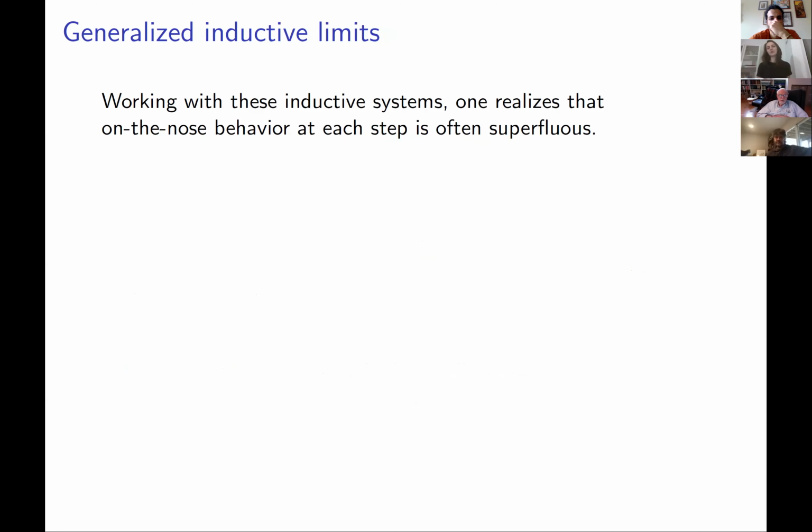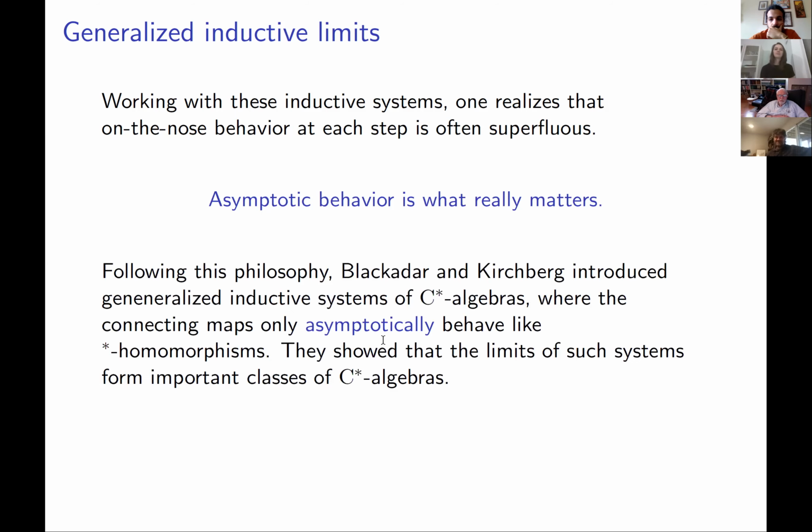But the more that one actually works with these inductive systems, the more one realizes that on-the-nose behavior at each step is superfluous. And the mantra that one should take is that asymptotic behavior is really what matters. Following this philosophy, Blackadar and Kirchberg introduced the generalized inductive systems of C-star algebras. And this is where those connecting maps, which before were star homomorphisms, only asymptotically behave like star homomorphisms. And they show that the limits of such systems actually form an important class of C-star algebras.